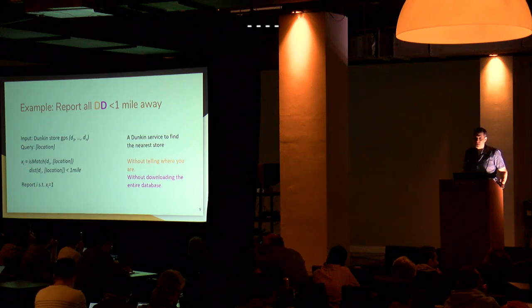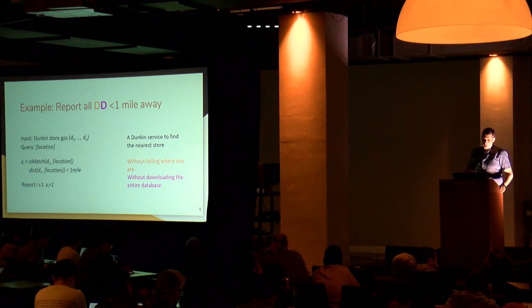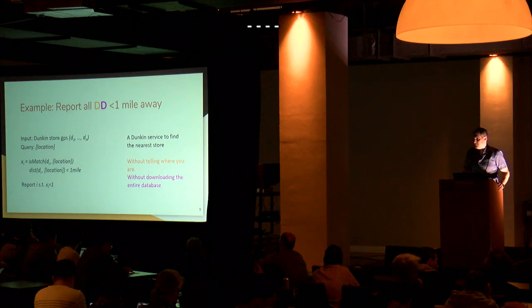Suppose that Dunkin' Donuts wants to have a service where you give them your location and they report to you what are the Dunkin' Donuts restaurants that are less than 1 mile away from you. But of course, we want to keep our privacy, so we don't want to tell Dunkin' Donuts where we are, but we still want to know where the near restaurants are. Obviously, downloading the entire Dunkin' Donuts database is not feasible, especially not when you are in another country and data is very expensive.